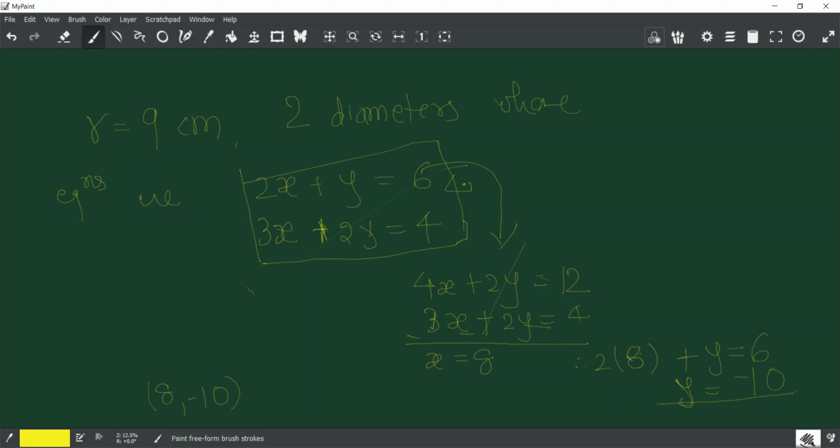Did you get it? Oh, they're not tangents, beta. They're two diameters. Do you want me to draw the figure? It will be like this: this is one diameter, this is another diameter, whose equations are given. So the intersection will be nothing but your center. So we got the center (8, -10) and the radius, which is 9. So, center-radius form.